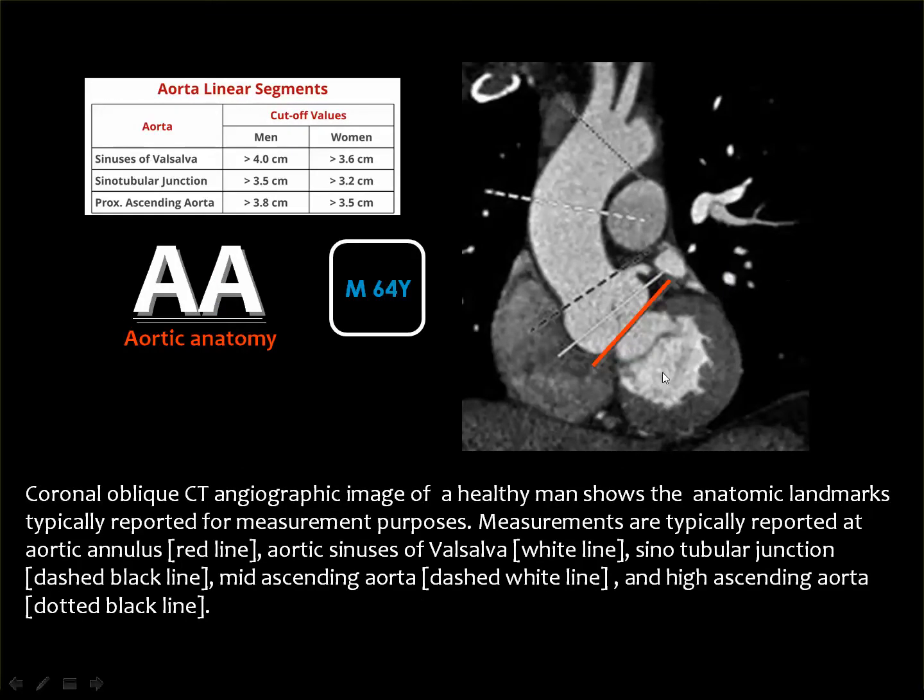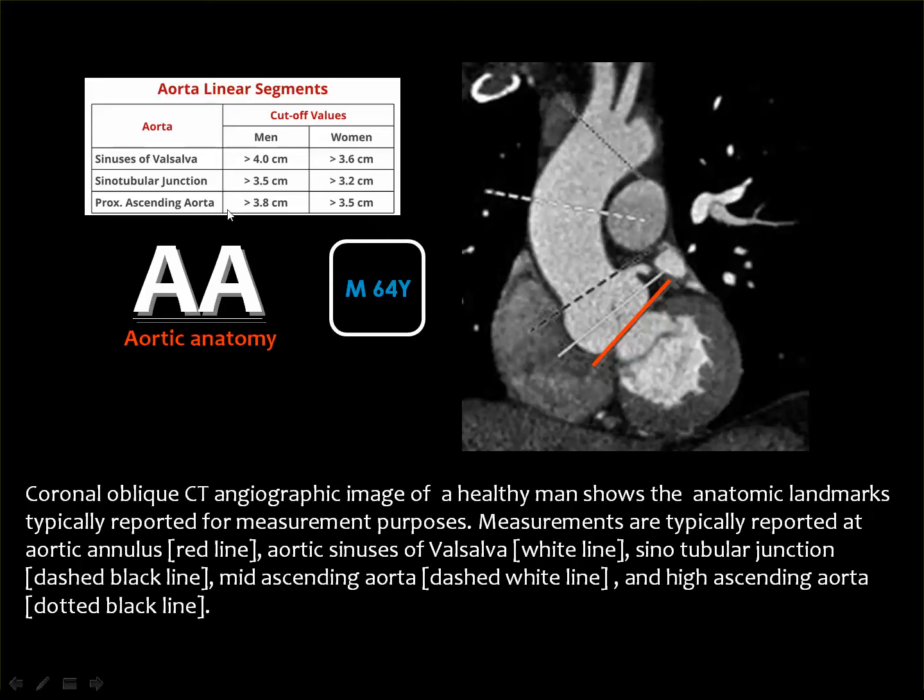Then these are the measurements that are used in the clinical practice. The diameter of the aorta at the sinuses of Valsalva here, and then this white line should be less than 4 centimeter in males and less than 3.6 centimeter in females.